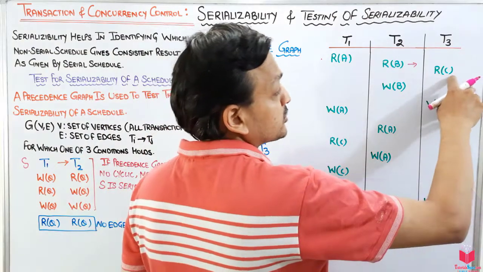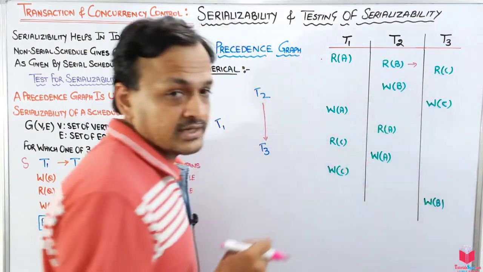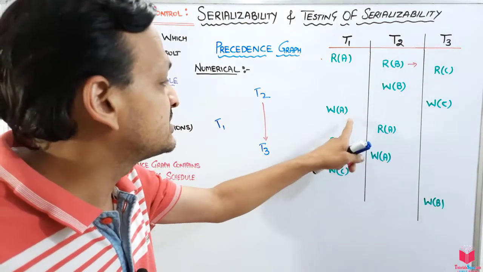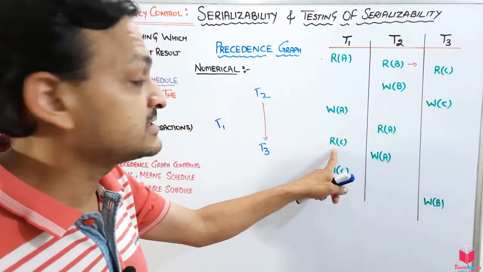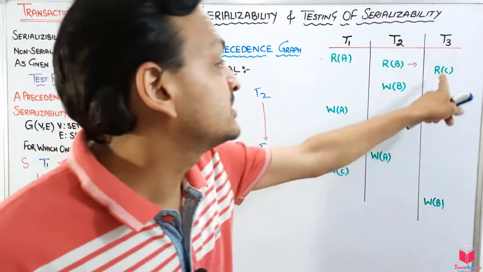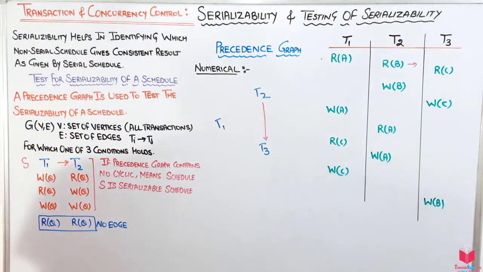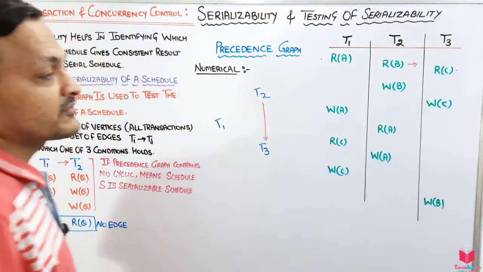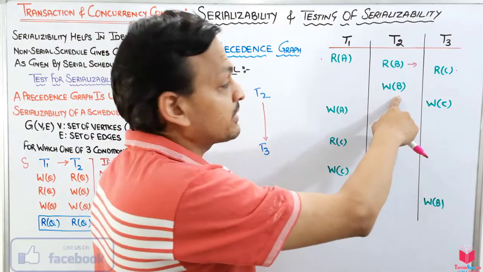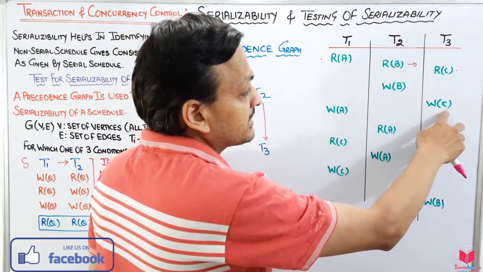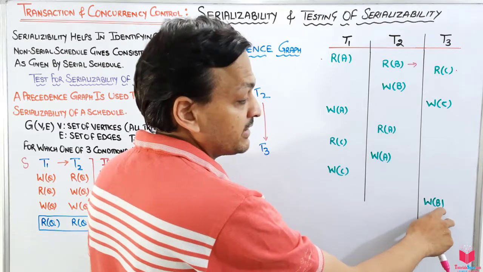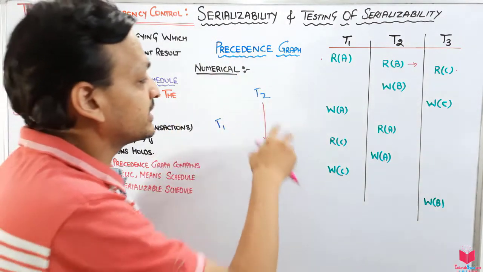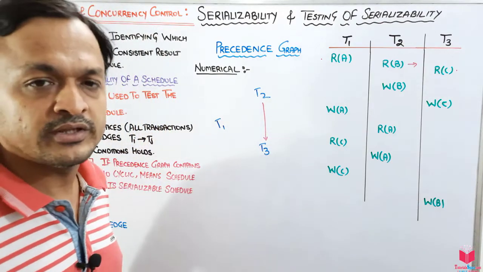This is the read operation on the C variable, so we will check the C variable. B neglect, A neglect. This is C, but this is a read operation on the same variable, which says there will be no edge. That means we just leave it. After that, there is the write operation on the B variable. Let's see for the B variable. C variable neglected. This is the B variable. Write operation says there will be an edge from T2 to T3, but there is already an edge, so there is no need of that.